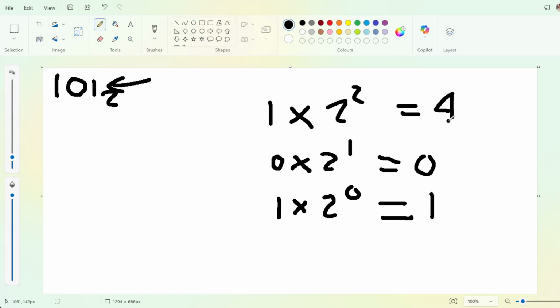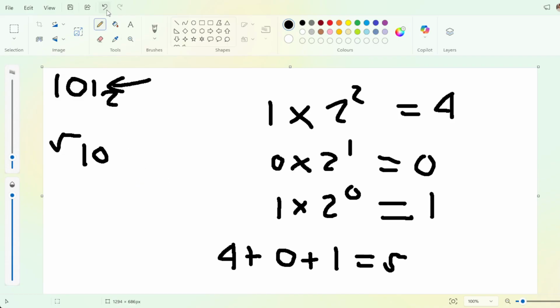Now since we have our values, our results, we add them together. So 4 plus 0 plus 1 is equals to 5. Now we have our answer, 5. Our decimal answer, 5.